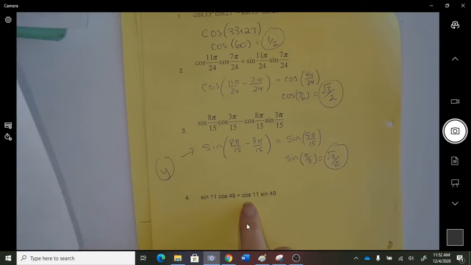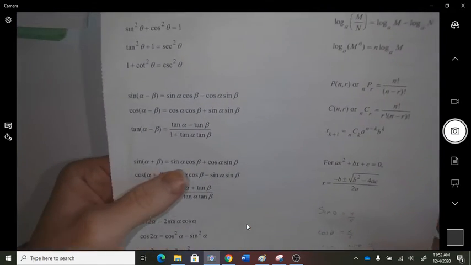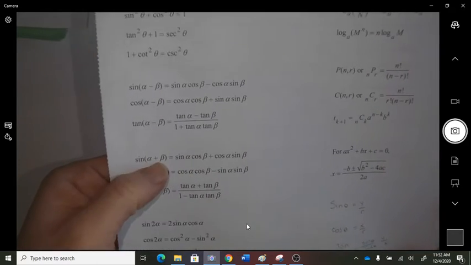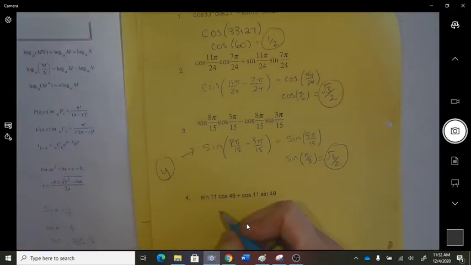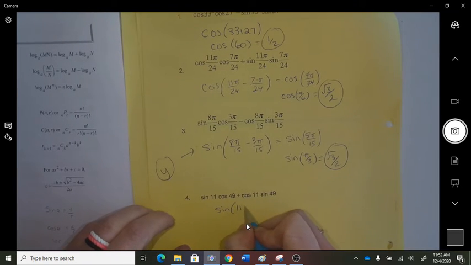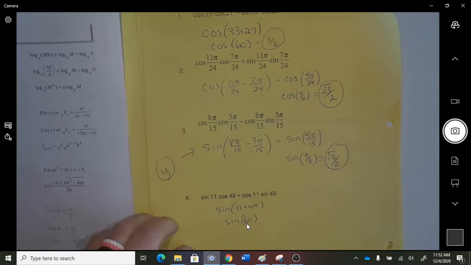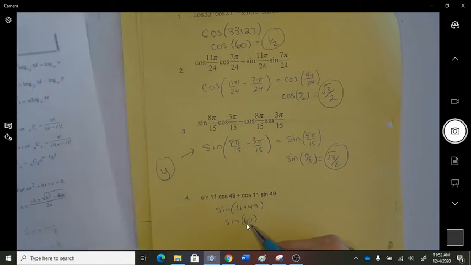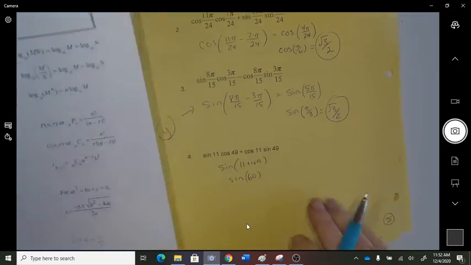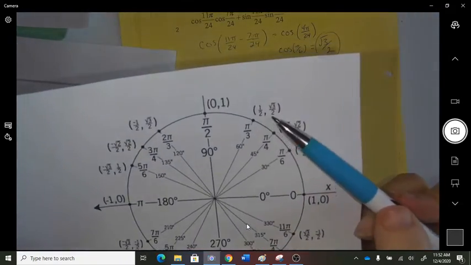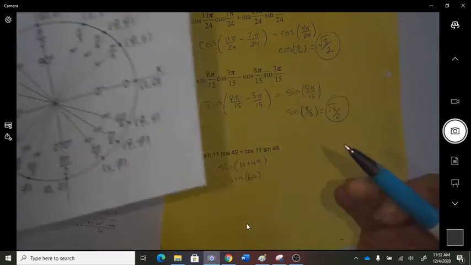Sine cos plus cosine sine. So that is right here. So I'm adding the angles. So sine of the addition, which is 60 degrees. And I go to 60 degrees and I look for the y coordinate.